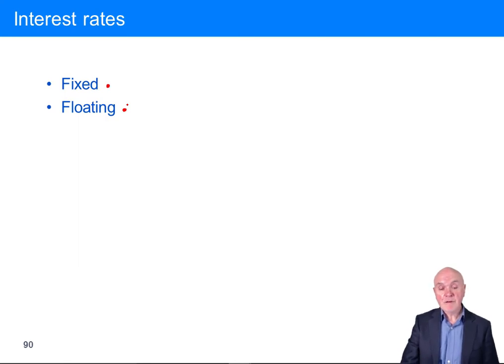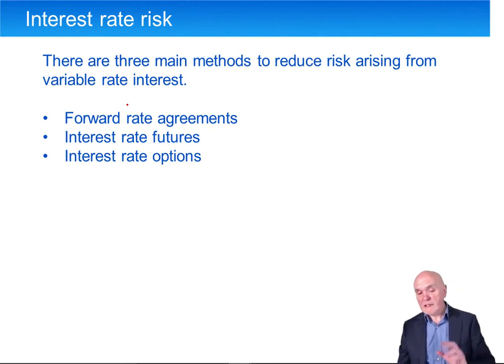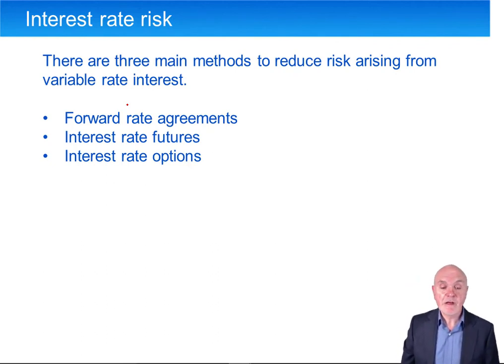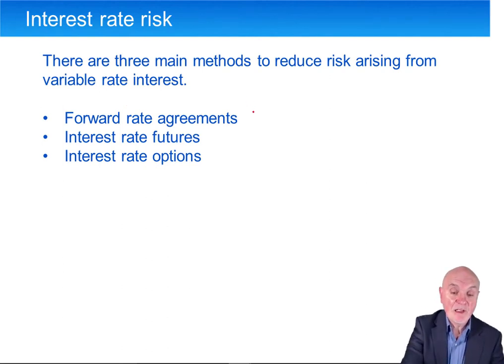However, it introduces uncertainty, and there are a number of ways. I'm only going to mention them here very briefly, because I think they're really quite at the edge of the syllabus. First of all, there is a forward rate agreement, and basically this is going to give you a kind of guaranteed interest rate.